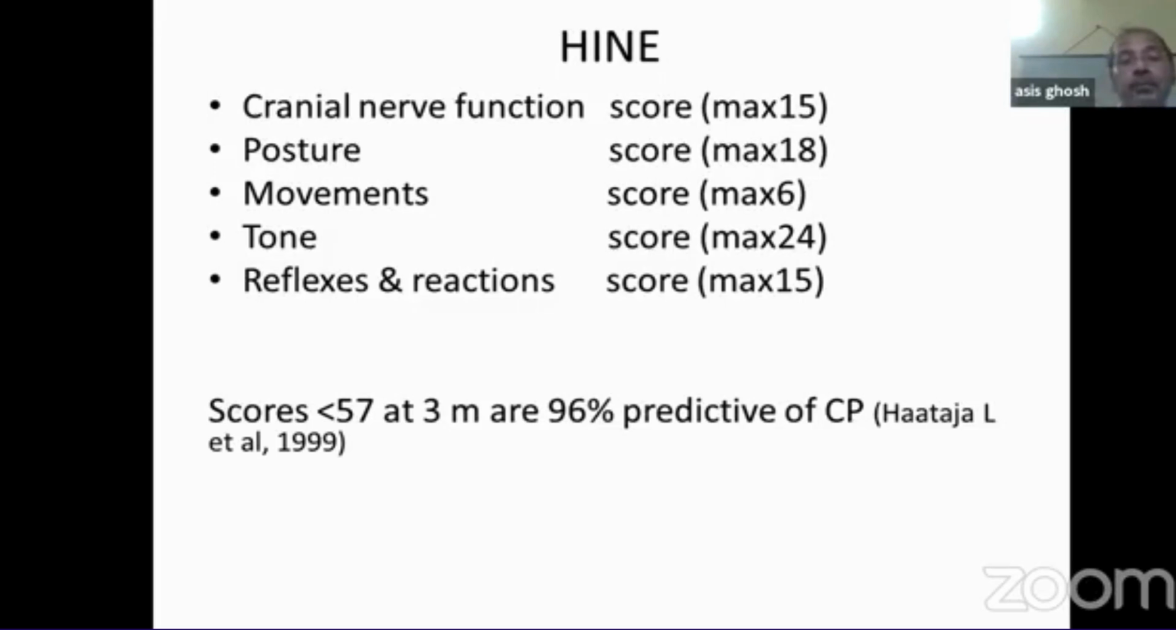Now they have set a cutoff score by which you can make out the risk. I found from Haataja et al.'s work in 1999 that scores below 57 at 3 months are 96% predictive of cerebral palsy. So you can see that if you do GMA and then HINE, or any other objective assessment which combines tone, consciousness, posture, and milestones, you need to come to a conclusion looking at the score and refer the child for early intervention, which is most important.